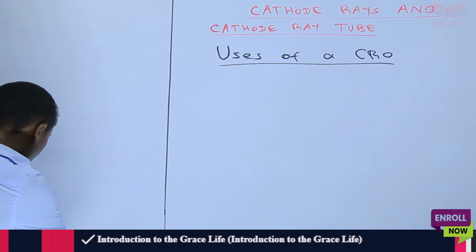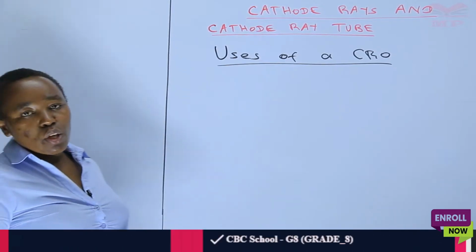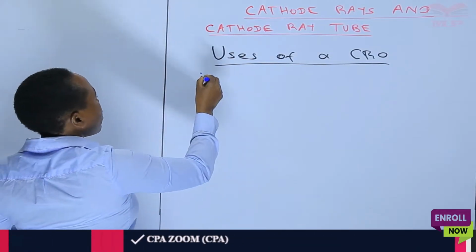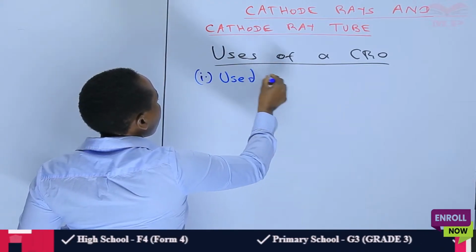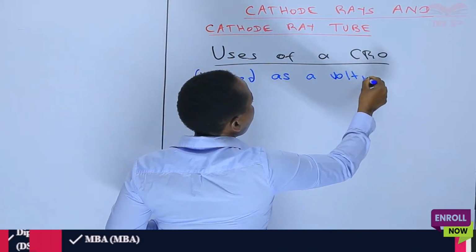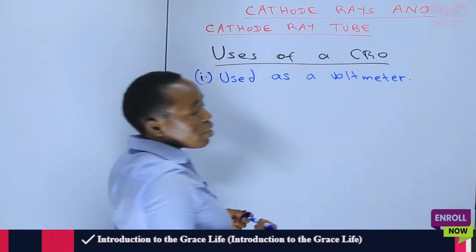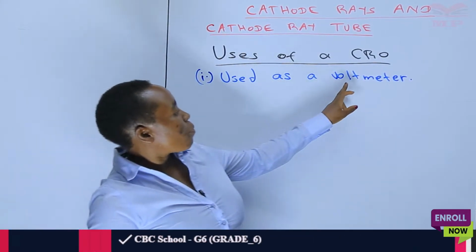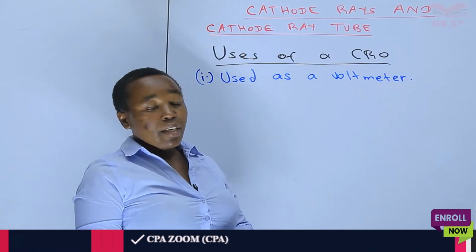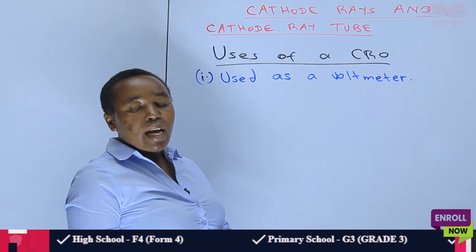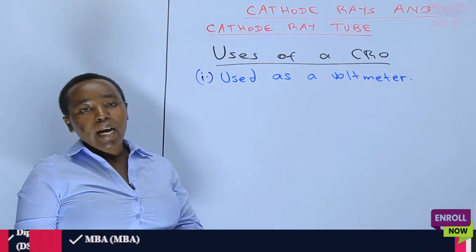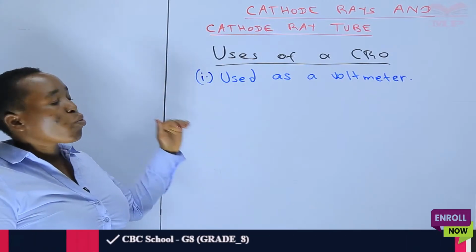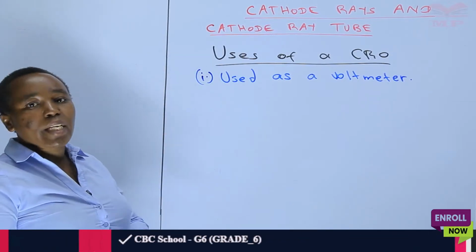So one of the uses of a cathode ray oscilloscope is as a voltmeter. We know from the topic current electricity that a voltmeter is a device that is used to measure voltage. So we have the CRO being used to measure voltage, and we are going to explain how.